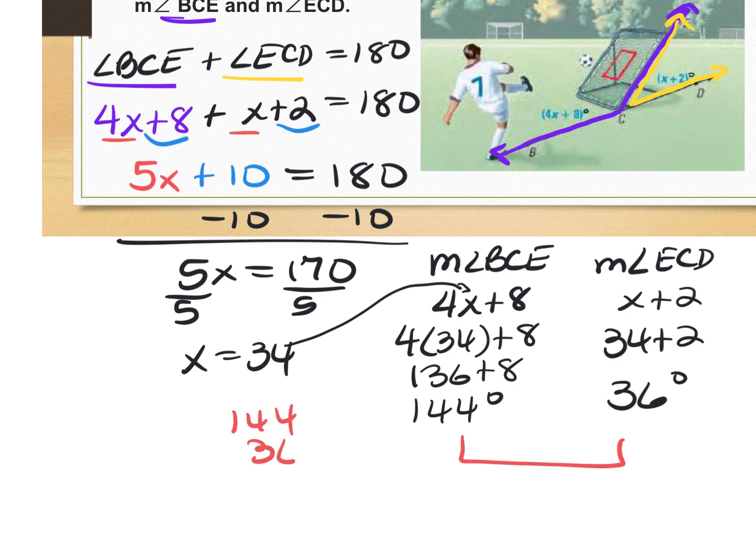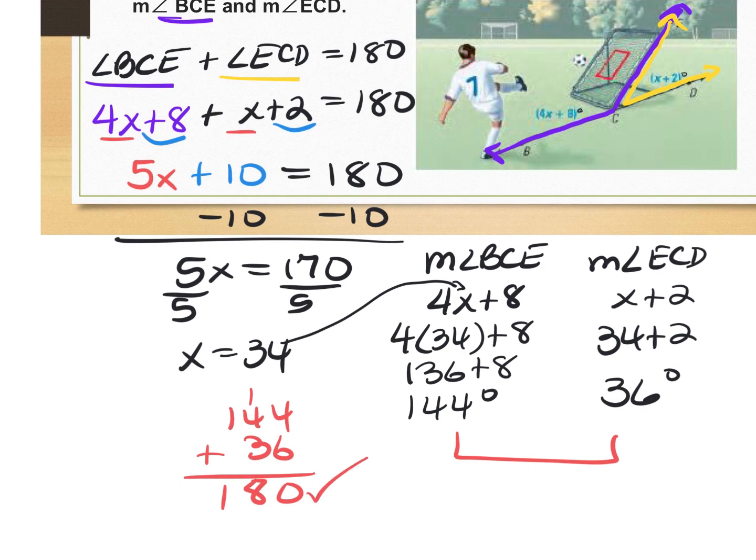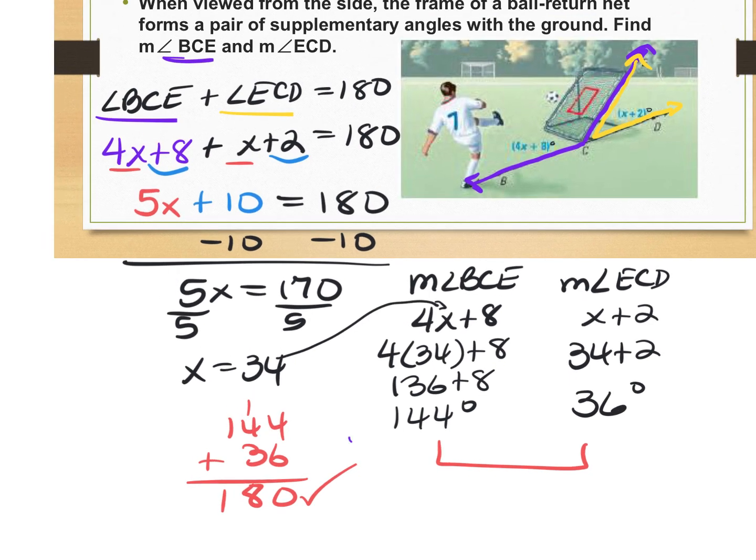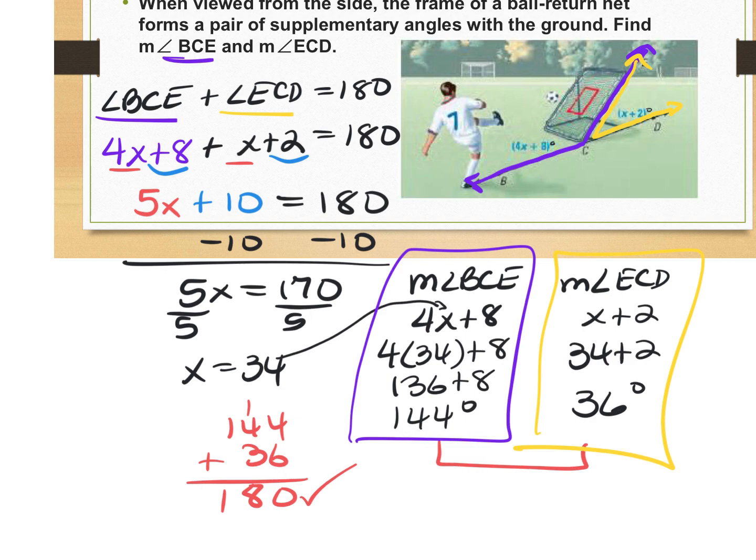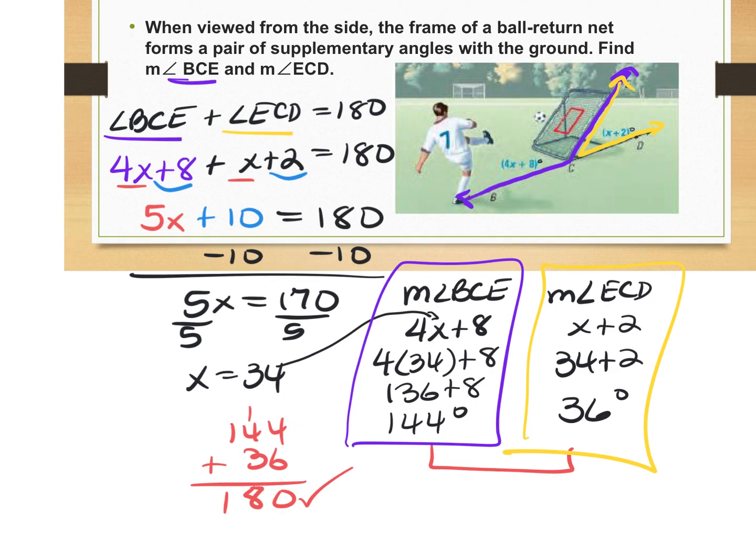So let's check it. And if it doesn't, then I would definitely go back and check to see if you've made a careless mistake. So it does check out. They do add up to be 180. So the measure of BCE is 144. The measure of ECD is 36.